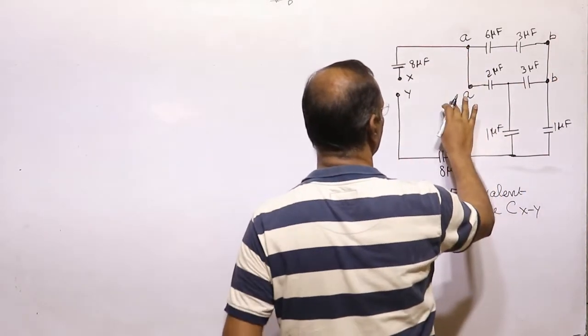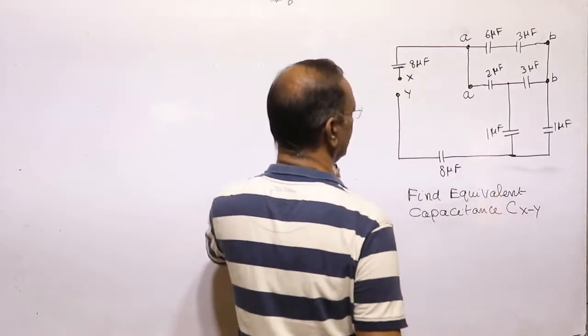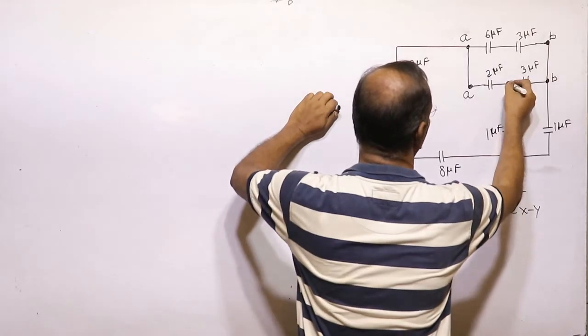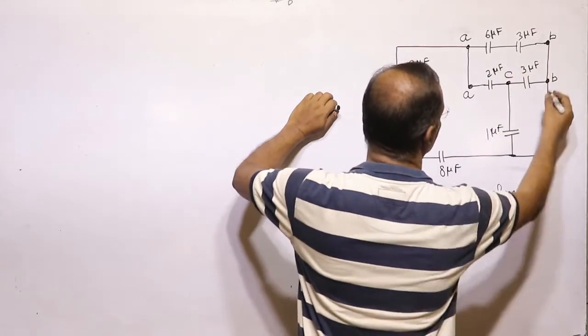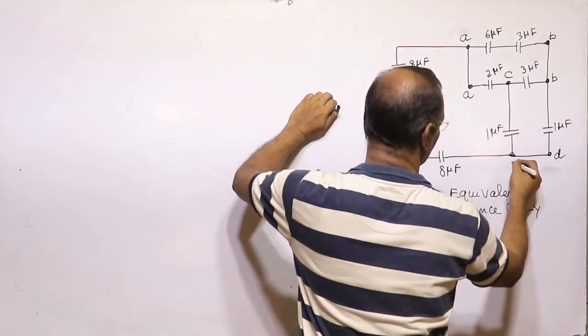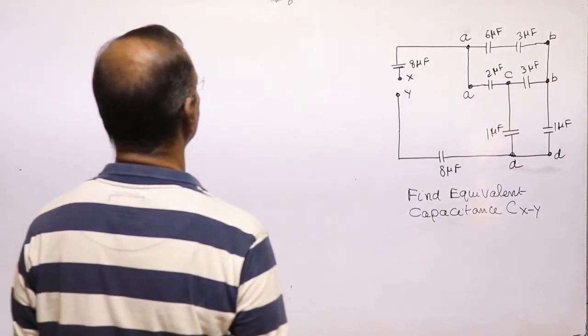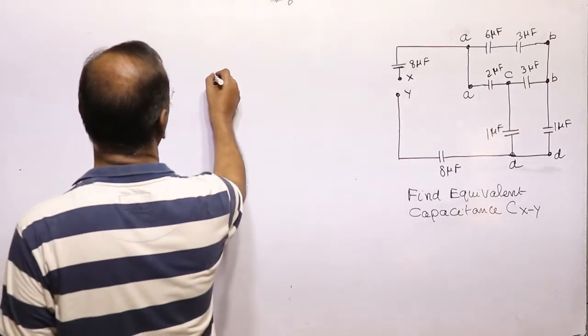Potential at A and here is the same. Here and here the potential is the same. Here there is a split, so we will keep it as point C. Here this is point D. Since it is connected by wire, we can call it D. So first, let us start from X.